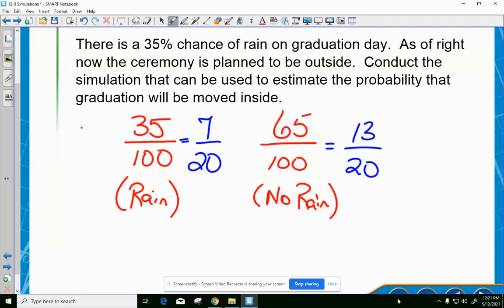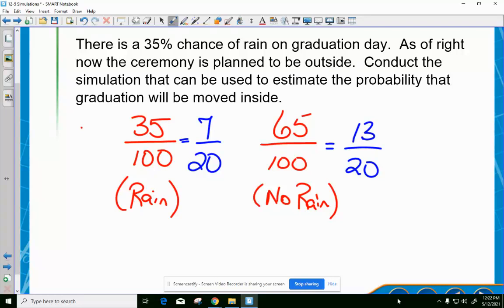There's one more thing I have to do before I generate the numbers. Okay, good. You don't get to run the simulation, look at it and go, okay, so now these numbers are the ones that mean rain. You got to do that now. So do you want the first 7 numbers to be rain, 1 through 7, or do you want the first 13 numbers to be no rain? And then the other 7, you just got to make a choice. Doesn't really matter. Some of you guys, they'll get paralyzed by this. You literally cannot make a choice.